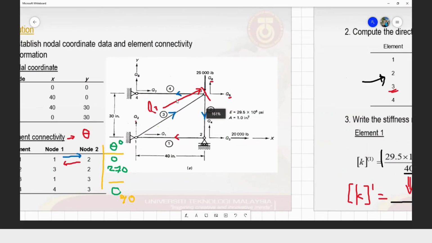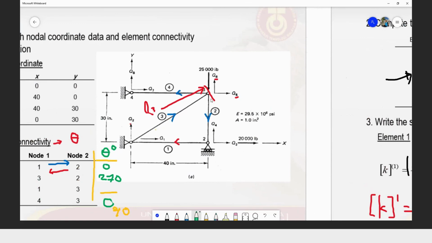Sebagai contoh saya tunjuk yang elemen nombor 2 ni kan. Elemen nombor 2, kalau kita punya connectivity from 2 to 3, so kita draw reference line kita dekat sini, kita drawkan kita punya angle, then kita project kita punya angle tu from the reference line sampai dia jumpa elemen yang bertemu. So kita punya angle kat sini adalah 90 degree kan, 90 degree.